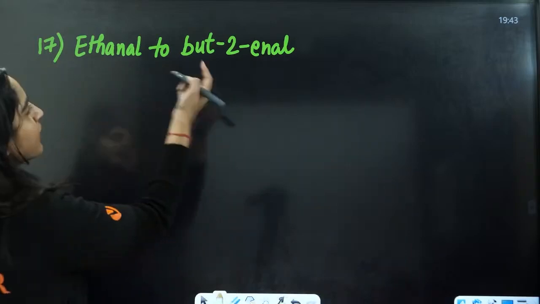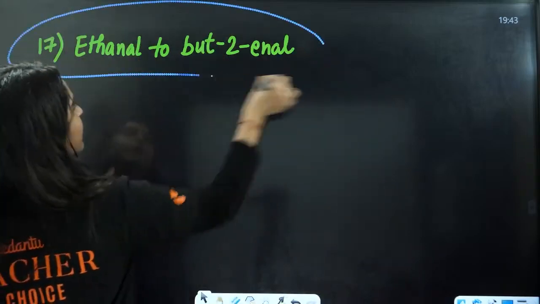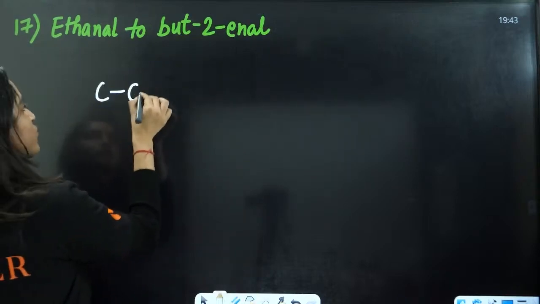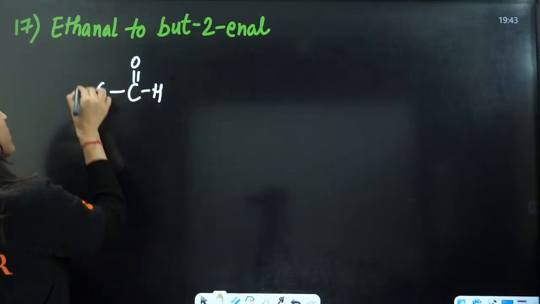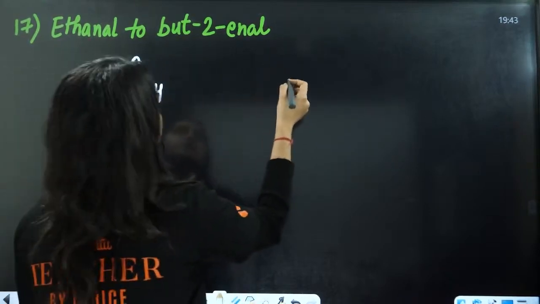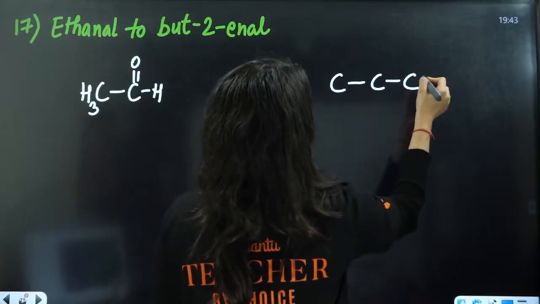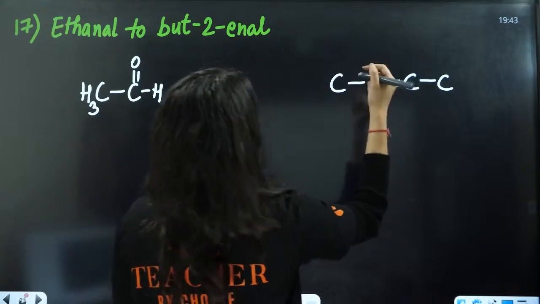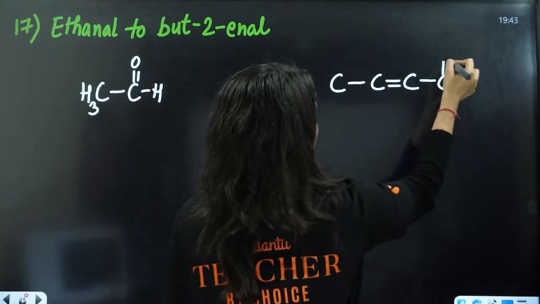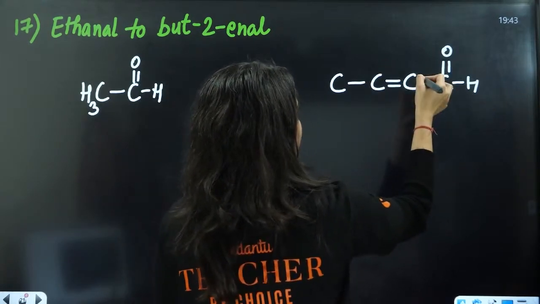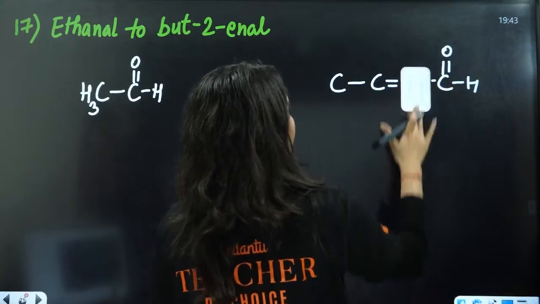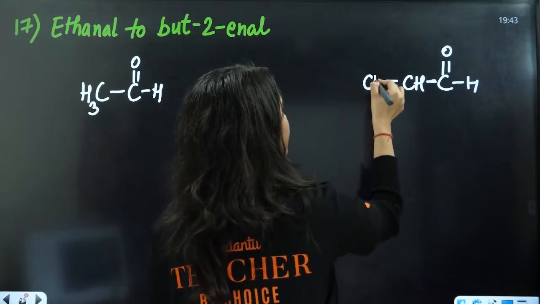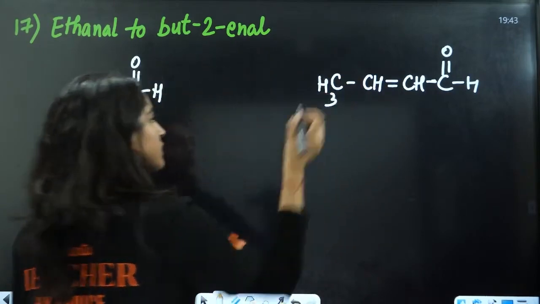Next is ethanal to everybody, very important. Ethanal to but-2-enal, that is C double bond O, this is H, this is CH3, this is but-2-enal, 1, 2, 3, 4. This means C double bond O H here, this is CH here, and you have CH here, and this is CH3 here.